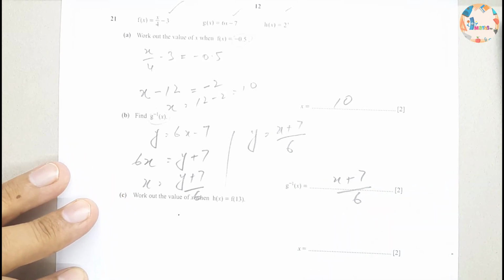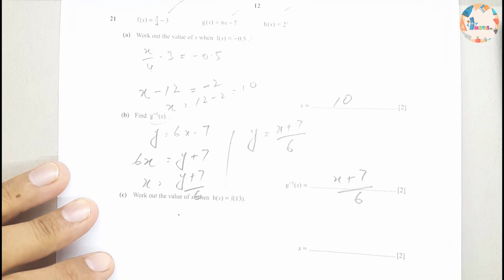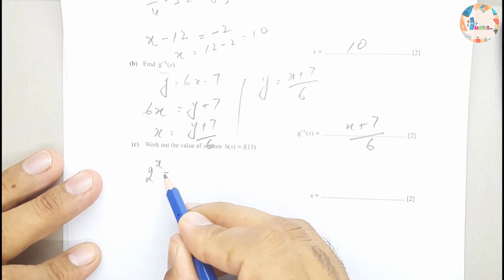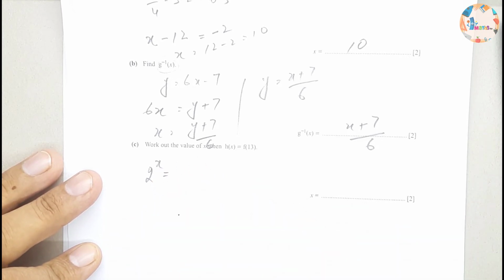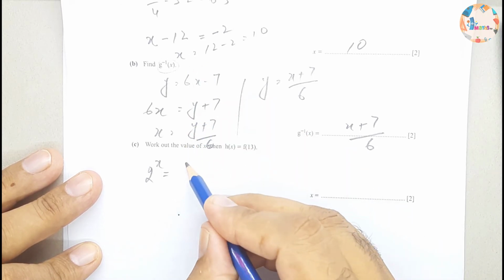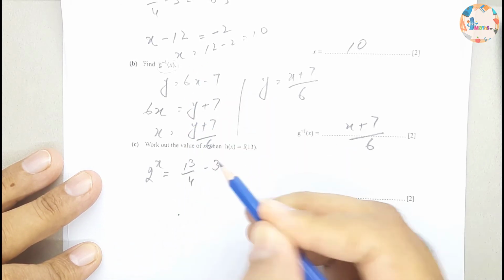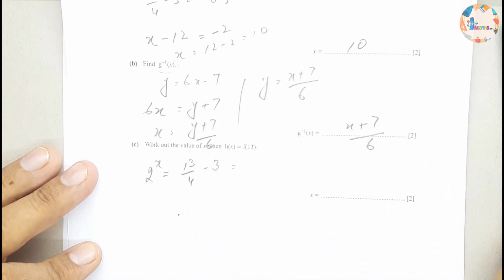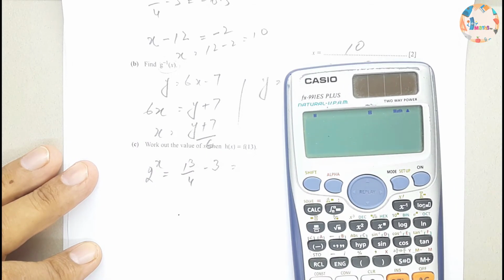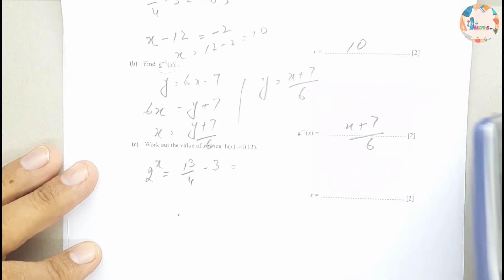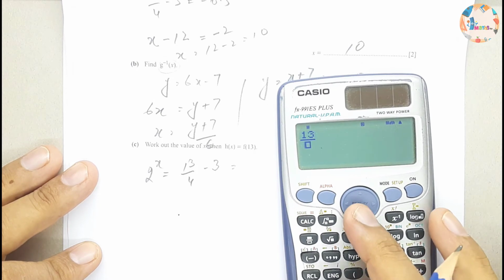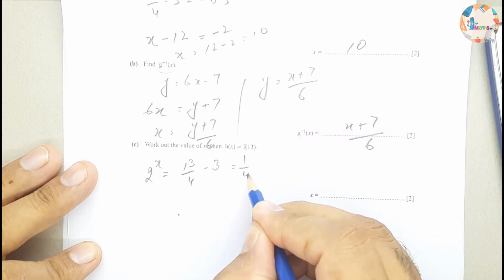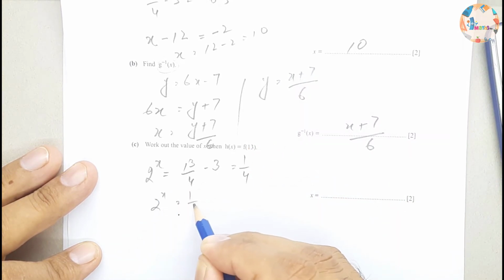Work out the value of x when h of x is equal to f of 13. So h of x is 2 raised to the power x. 2 raised to the power x is equal to f of 13. So f of 13 means 13 over 4 minus 3. So now we have to find the value of this one. This we can solve directly also, but because this is a 2 mark question, you need working. So I'm just writing the steps so that you will not be losing marks. So 1 by 4. Now 2 raised to the power x is equal to 1 by 4.